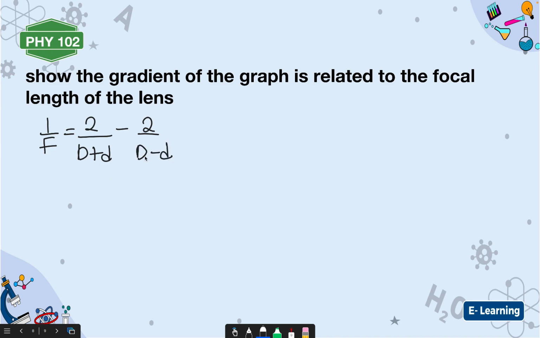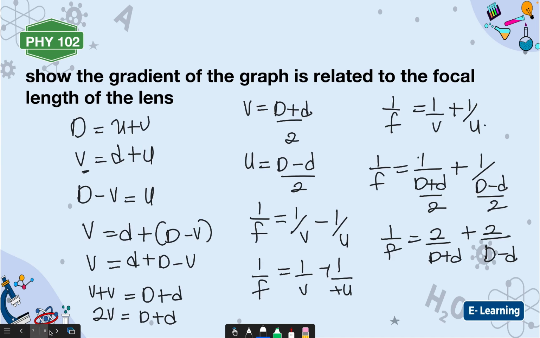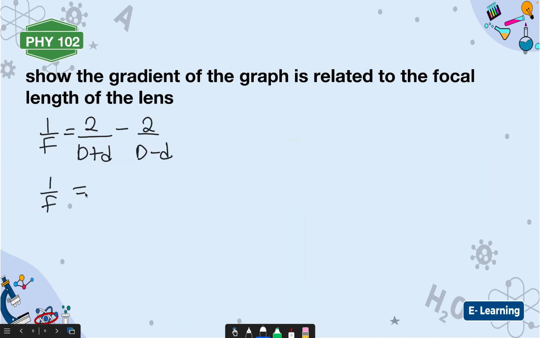Now, at the end of the day, you find the LCM of this and this, of course, will still give you the same thing. All right? Which will be LCM of this and this will be d plus d divided by d minus d. This divided by this will give us d minus d times 2 will be 2 bracket d minus d. Then minus.